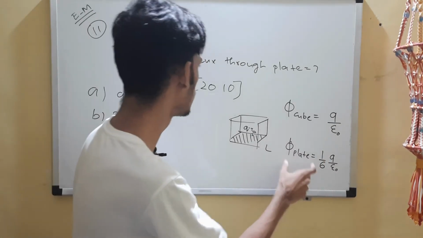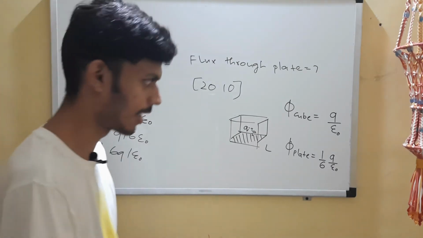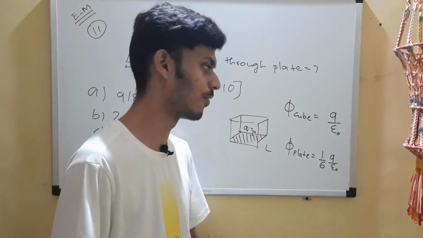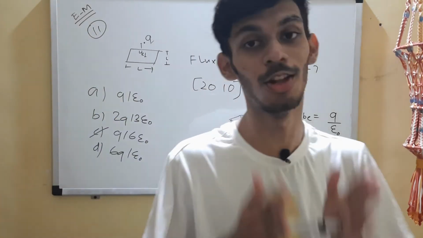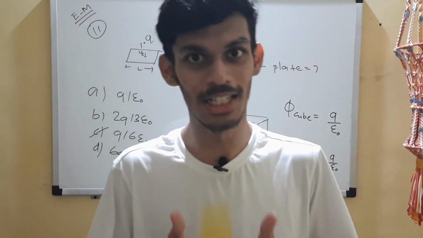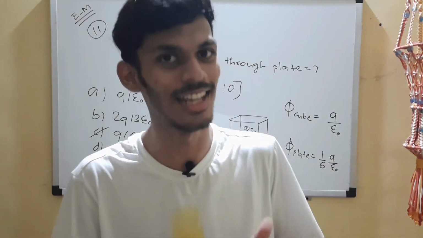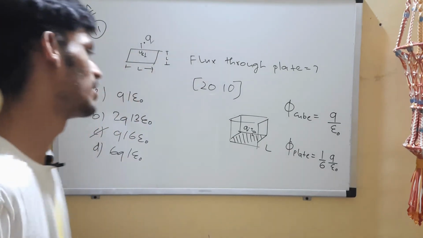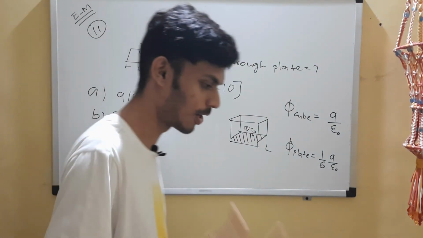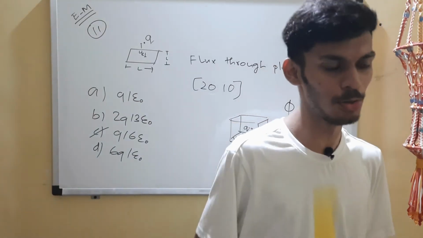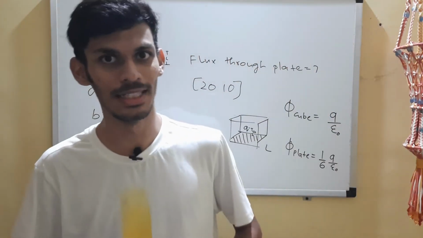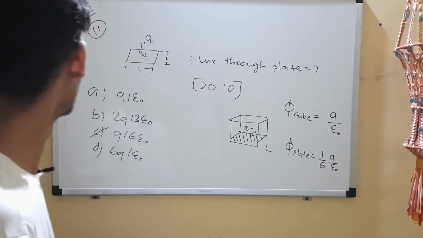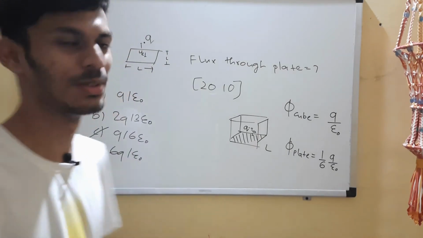So the flux through this plate, which is a face of that cube, is nothing but 1/6 of Q by epsilon naught. And not gonna lie, this is a question from your NCERT. So study your NCERT properly before you go to attempt your BITSAT questions. Okay, so let's move to the next question now.